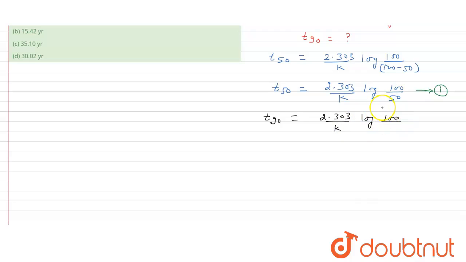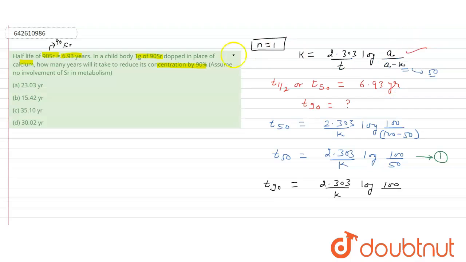And for 90% of reaction completed, that means the remaining concentration is 10, because here A minus X becomes a factor of 10. It is said that 90% of the reaction is completed and the remaining concentration is 10%. That means the value of X will be 10. So now you can write here 100 minus 10.